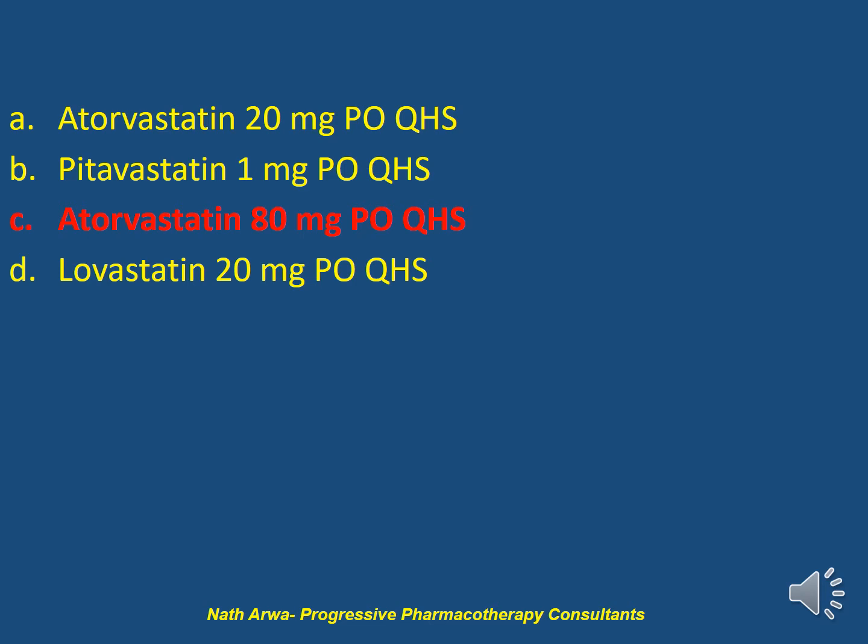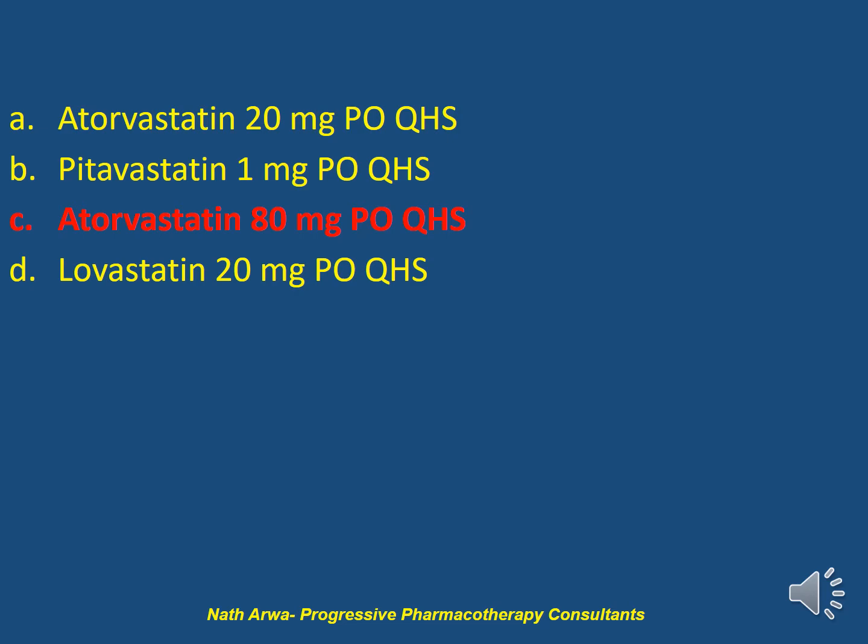Now 20 milligrams of atorvastatin would be on the lower side. 1 milligram of pitavastatin would also be very mild, so would be the lovastatin. So answer C, in my opinion, is the best option.